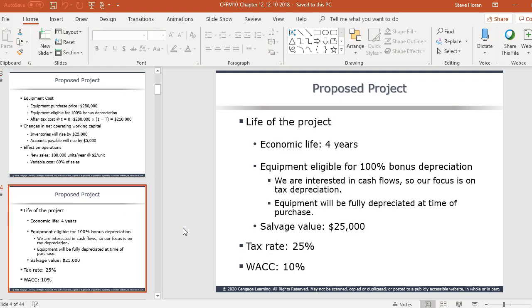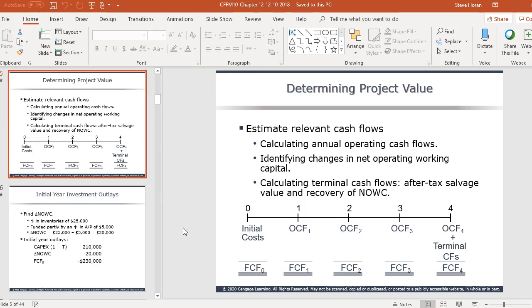So we expect the project to last for 4 years. We talked about the depreciation. We're interested in cash flows, so our focus is on tax depreciation, and equipment will be fully depreciated by the time of purchase. So the salvage value would be $25,000, the tax rate's 25%, and the weighted average cost of capital will be 10%. So that's all important information needed to do the calculations.